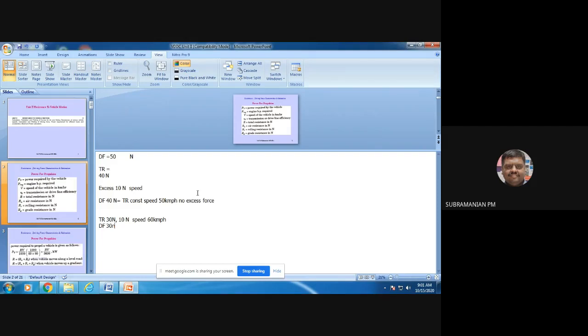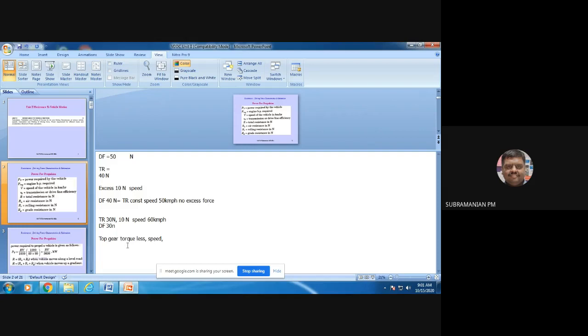What will happen to the top speed? You may drive the vehicle at top gear, say gear 3 or gear 4. At that time, torque will be less and speed will be more. You have to understand that my speed will be more because I might have accelerated well. That is, I might have used the excess force for my acceleration to increase my speed.